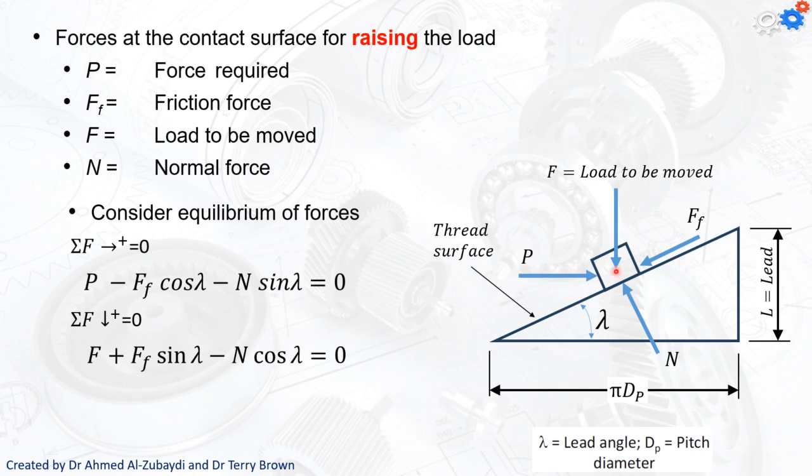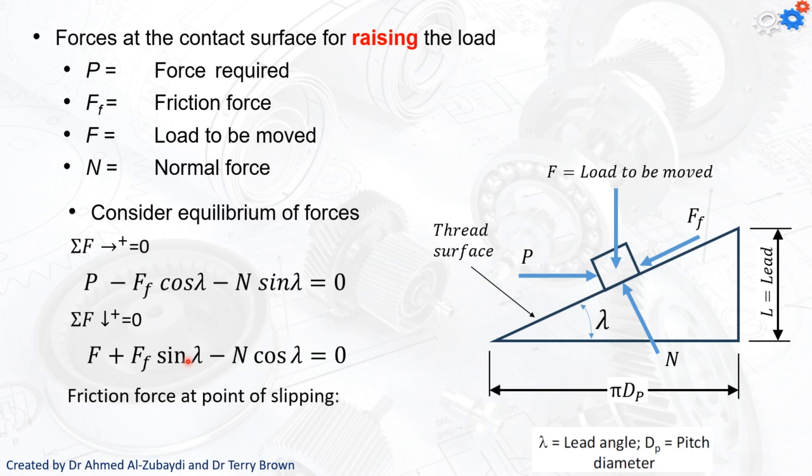In that case, the load is going to be negative, and we have N multiplied by the cosine of lambda, which is going to be positive, and the friction force multiplied by the sine of lambda. Of course, we're going to multiply by -1 again to achieve this equation.